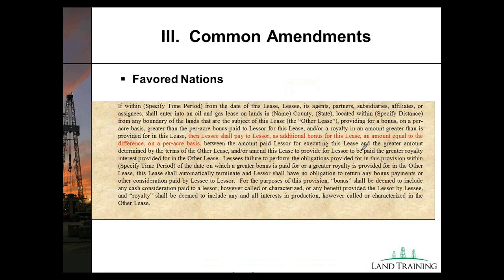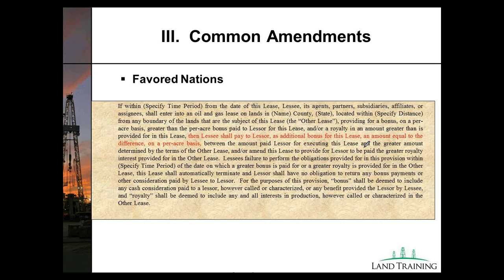This amendment, we do not want the landowners to know about this amendment. Whenever I speak to a group of mineral owners, I never bring this clause up, because what it says is that you give the landowner a certain bonus, a certain percentage in a certain term. This clause says if you give anyone else an amount greater than this, you have to come back and pay me the difference. So if you give me a 1/8 royalty and you grant someone else a 3/16, you have to give me the difference between the 3/16 and the 1/8.